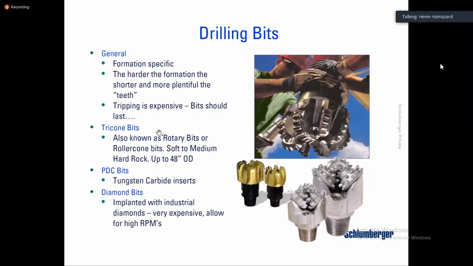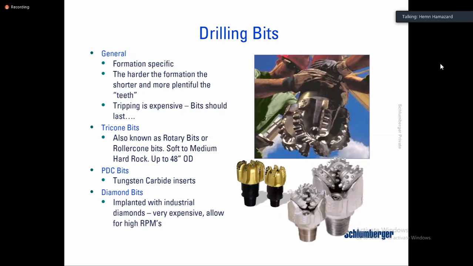We have several types of bits, as you see here. We have the tri-con bits. Tri means three, so it has three cones. That's why they call them tri-con bits, or sometimes rotary bits or rock bits. The sizes of these bits range from 48-inch down to 4 3/4 inch, but usually 4 3/4 is not used for drilling. The smallest size we use for drilling is the 6-inch bit for the 6-inch hole.